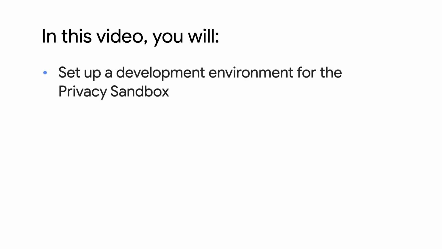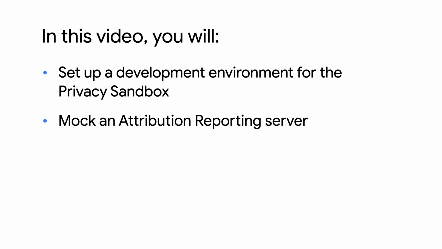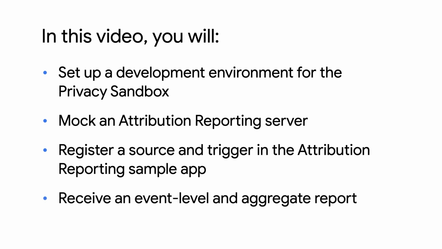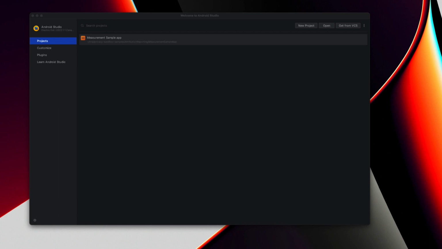In this video, you will learn the basics of the Attribution Reporting API by setting up and running the provided sample app and server spec. To do this, you will set up a development environment for the Privacy Sandbox, mock an attribution reporting server, register a source and a trigger in the Attribution Reporting sample app, and receive an event level and aggregate report. Let's get started. Let's begin by setting up your development environment to use the Privacy Sandbox.